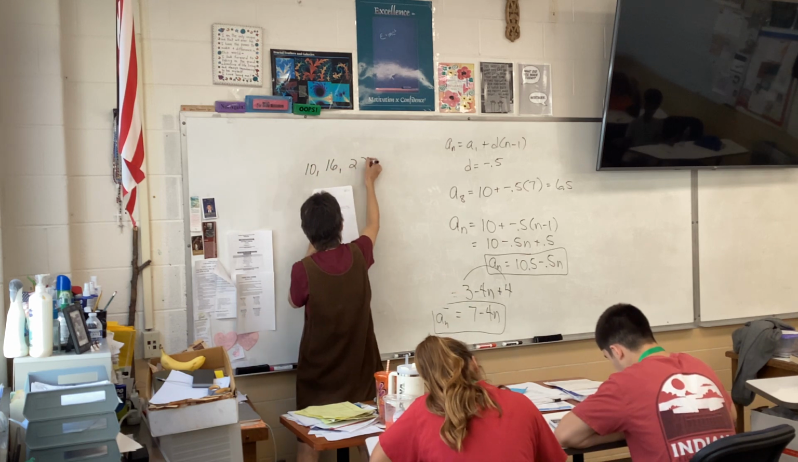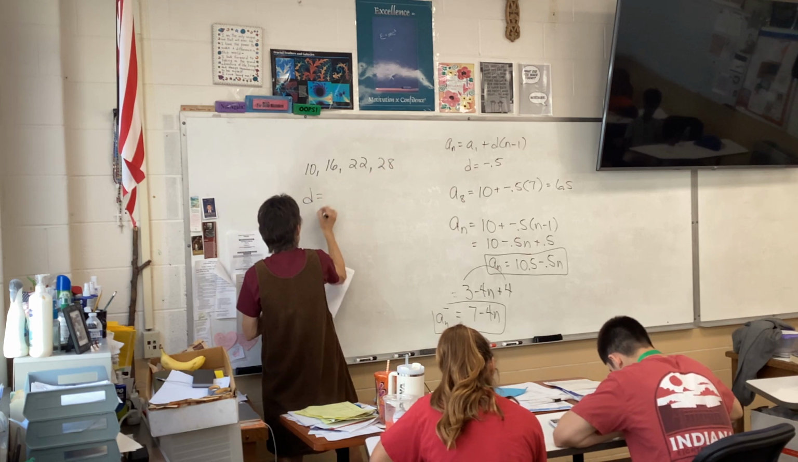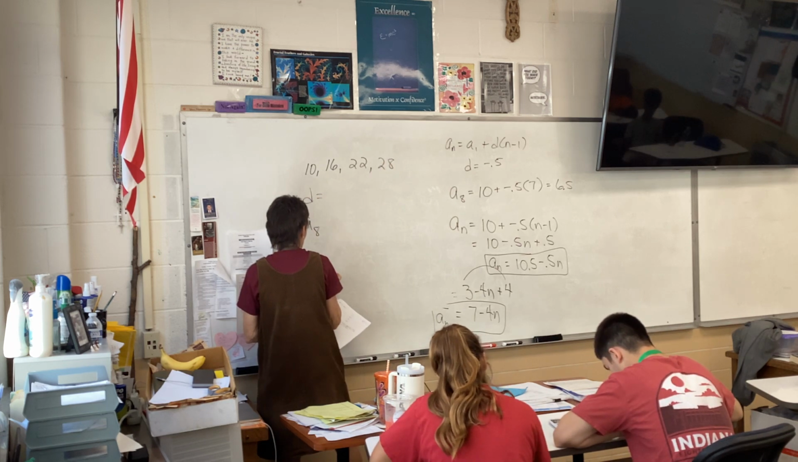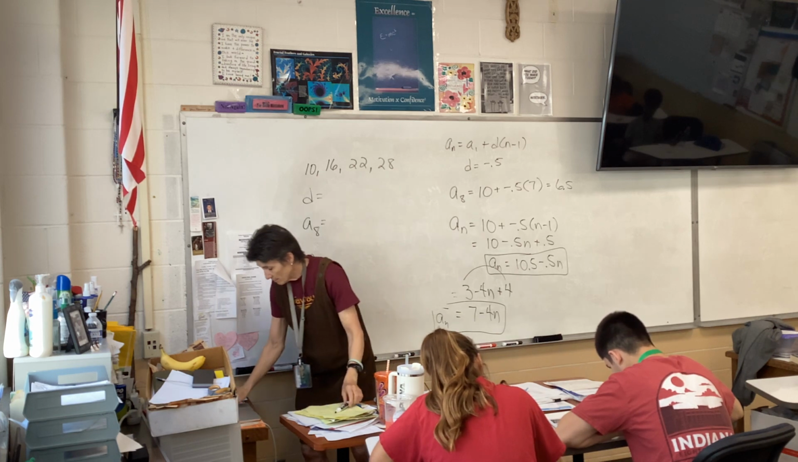So first of all, you gotta figure out the common difference in A sub 8. Right, so, and then write your explicit rule if you can.